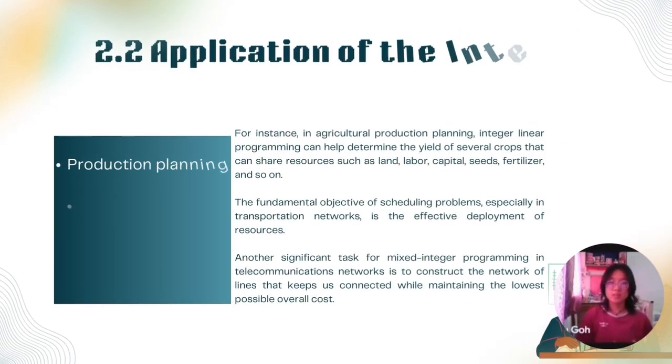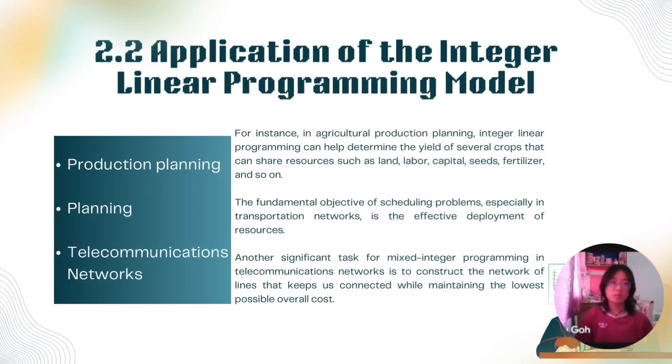So, what are some real-world applications of integer linear programming? First is production planning. In agricultural production planning, integer linear programming can help to determine the yields of several crops. They can share resources such as land, labor, capital, seeds, and fertilizer. Integer linear programming can also be applied to scheduling, where the basic goal of scheduling problems is to efficiently allocate resources, especially in transportation networks. A typical application is bus or subway service and vehicle scheduling, which involves driver availability and vehicle allocation for specific routes to ensure operation according to a given timetable.